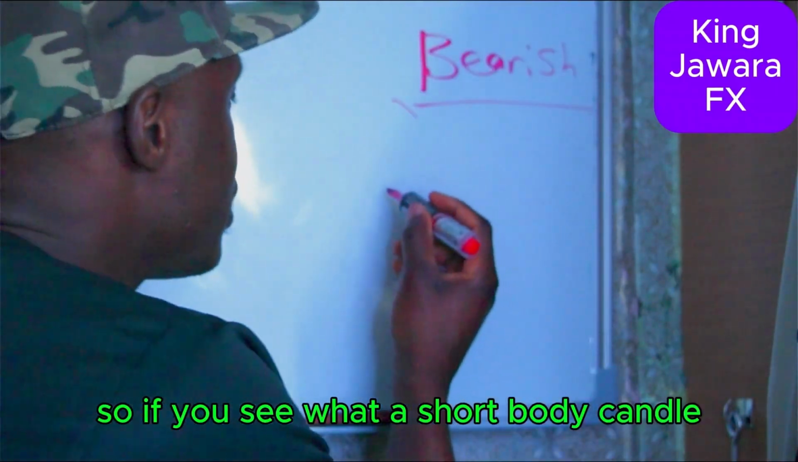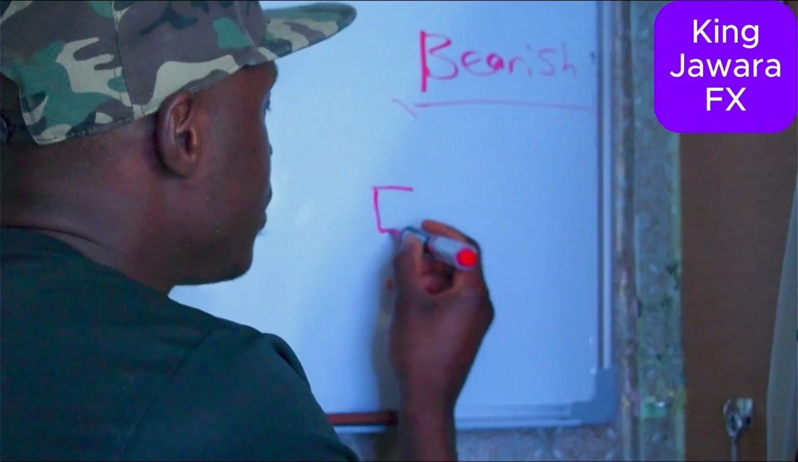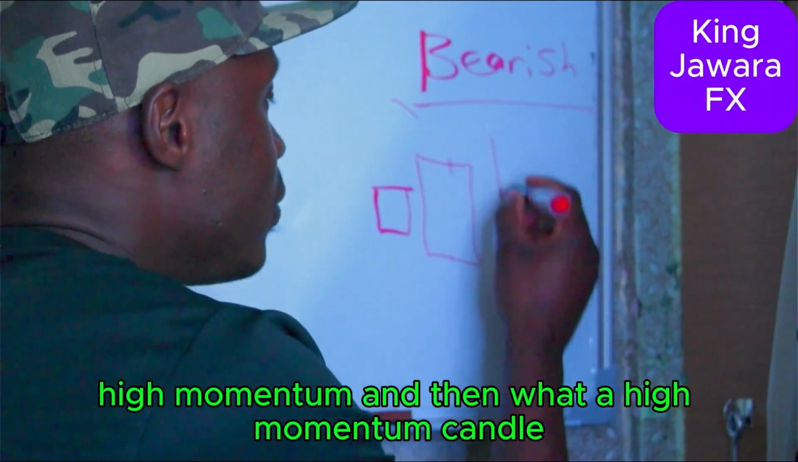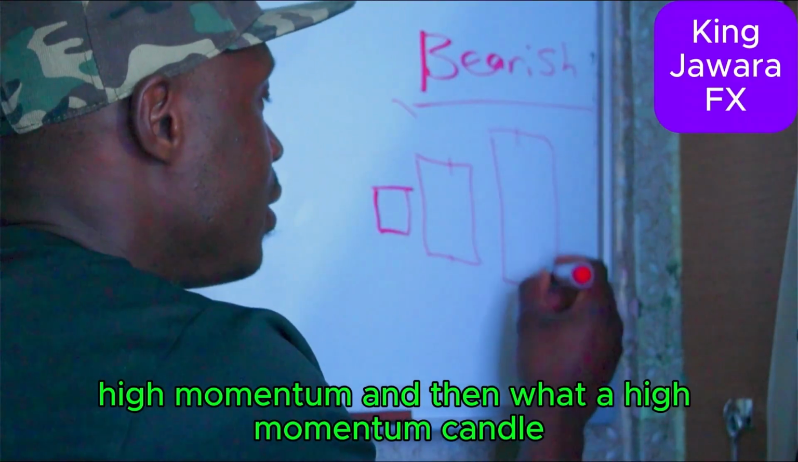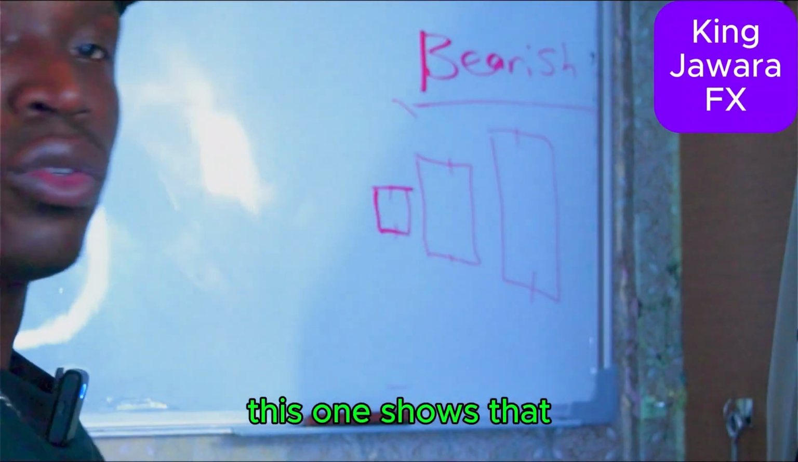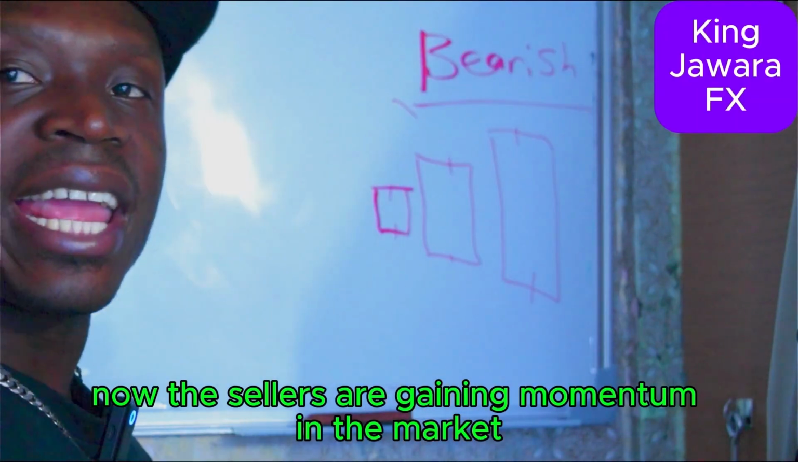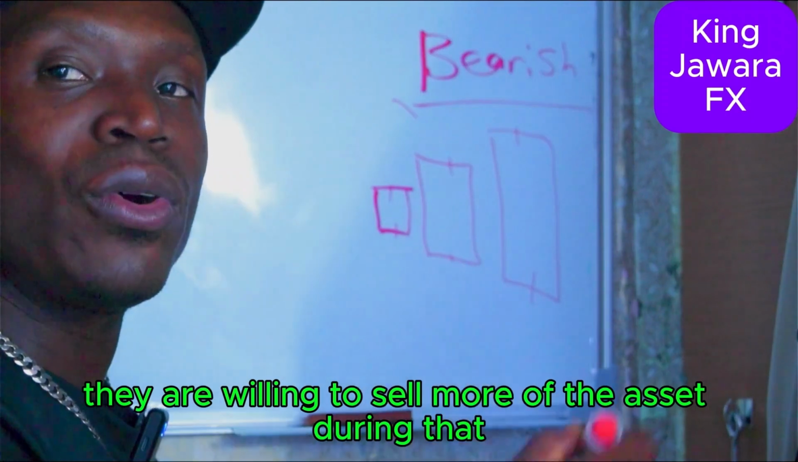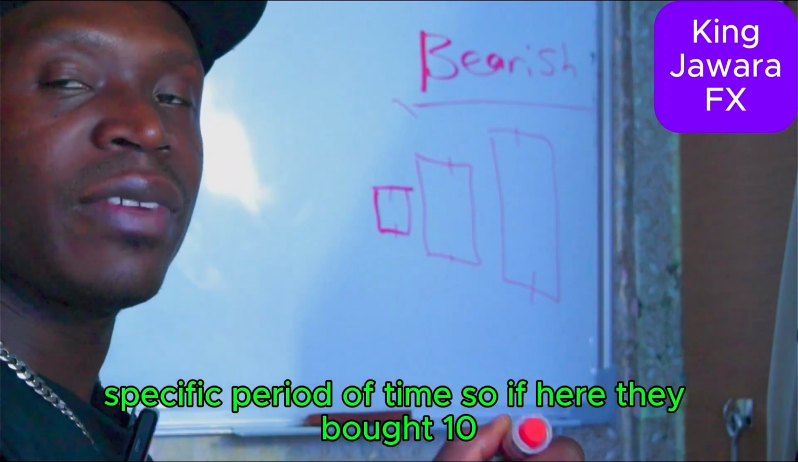So if we see a short body candle followed by a medium high momentum, and then a high momentum candle, this one shows that now the sellers are gaining momentum in the market. They are willing to sell more of the asset during that specific period of time.